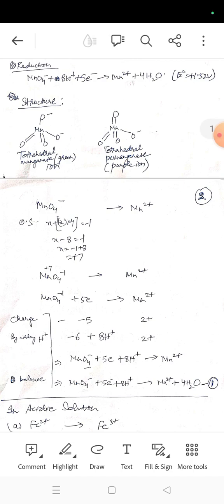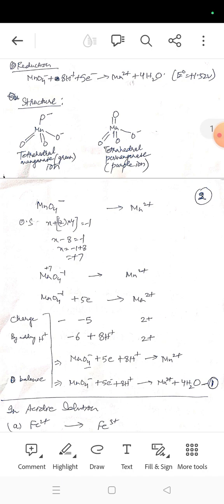So here is the calculation: let the oxidation state on manganese be X, and the oxidation state of oxygen is -2 into 4 atoms, equal to overall -1. So X minus 8 is equal to -1, so X will be +7. So manganese is here in the +7 oxidation state, and on the other side it goes to the +2 oxidation state. So from +7 to +2 it has gained 5 electrons.